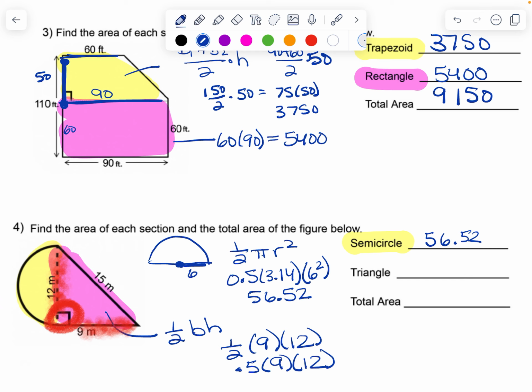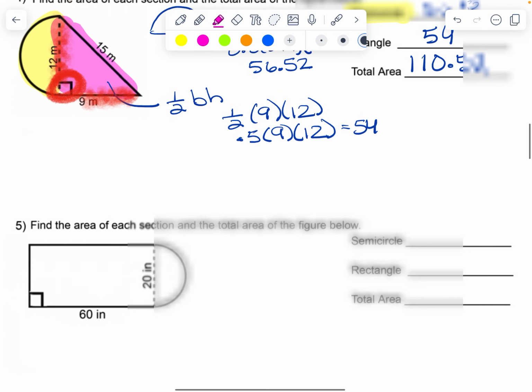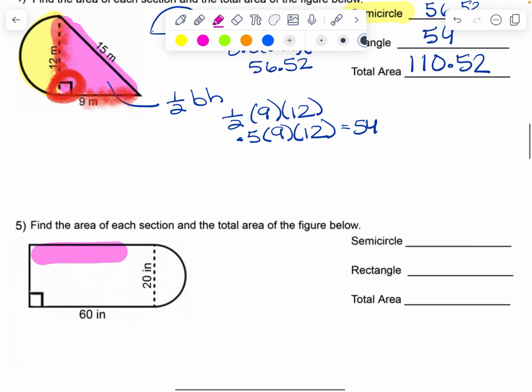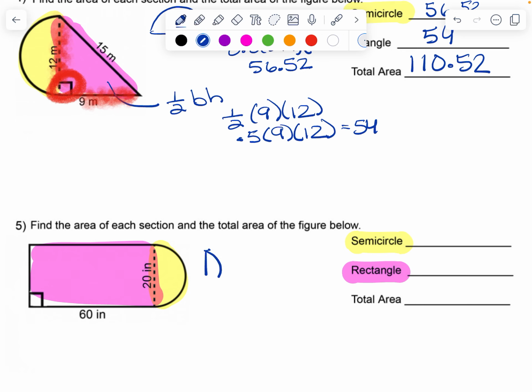All right, moving right along, we have a rectangle, which we're going to find the area of. And we have a semicircle. I'm going to find the area of each and add them together. So let's start with the semicircle. They give us the diameter, all the way across, which is 20. So halfway across, the radius is 10. So the area of the semicircle is half of pi r squared. So 0.5 times 3.14 times 10 squared, which is 100. So I'm going to do 0.5 times 3.14 times 100 in my calculator to get 157.